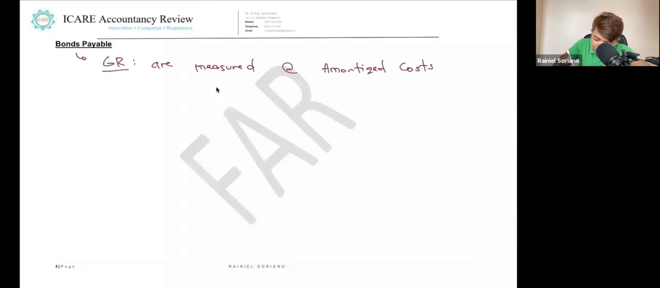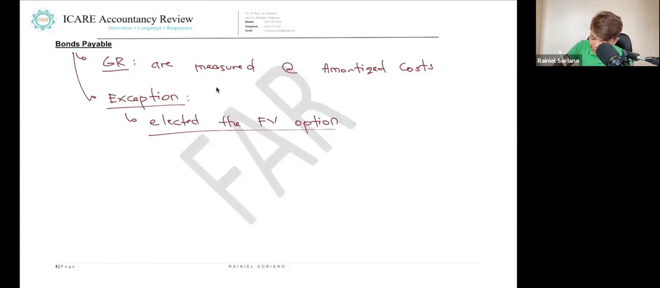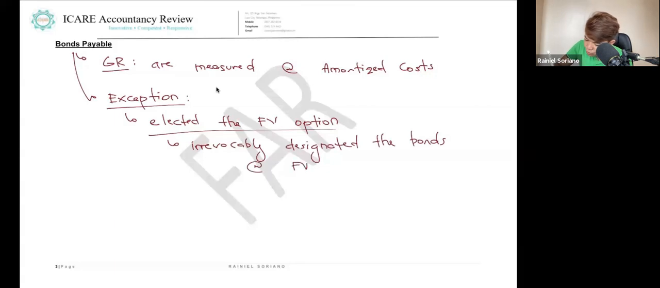Pero, syempre, hindi yan natawag na general rule if we don't have exception to the general rule. Alright? So, nasa law or sa law school, hindi mo pwedeng sabihin na general rule kung walang exemption to the general rule. Kasi kapag walang exemption, rule lang yun, hindi yun general rule. You with me? So the exception to the general rule is that if the company elected the fair value option. If the entity elected the fair value option, the entity actually irrevocably designated the bonds at fair value through profit or loss.